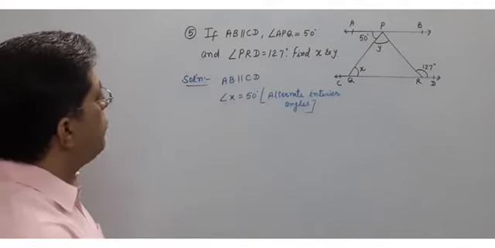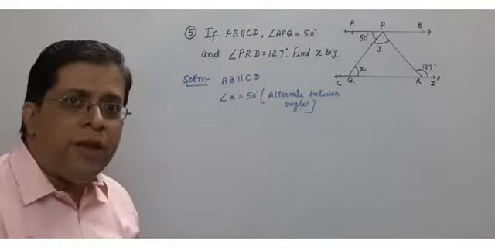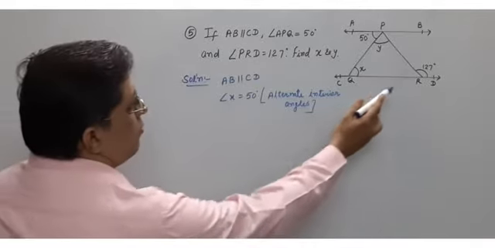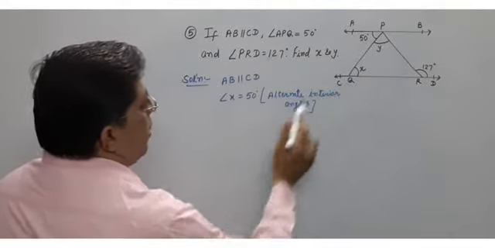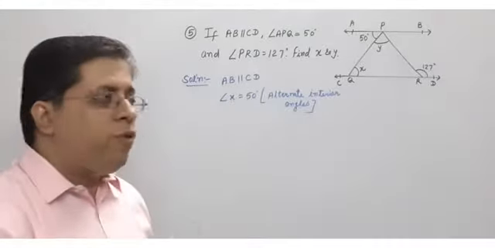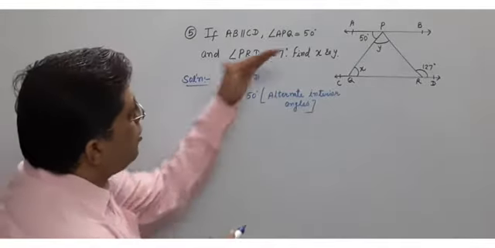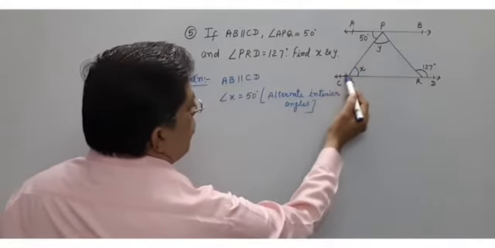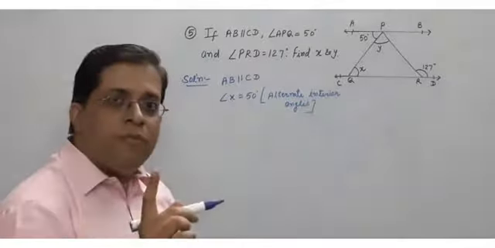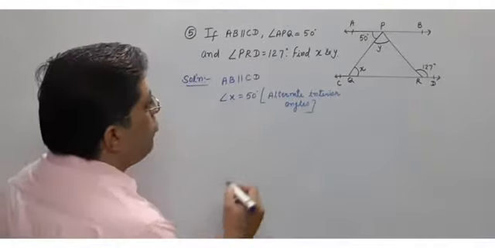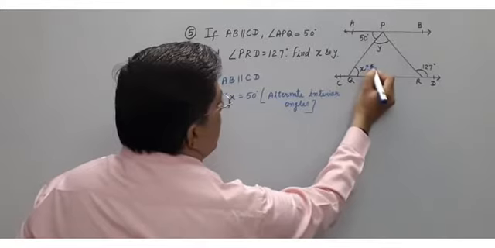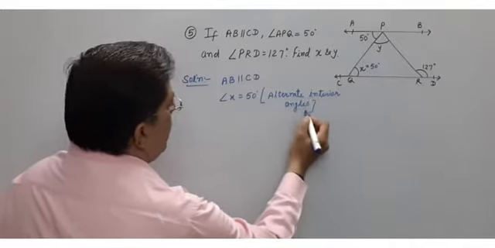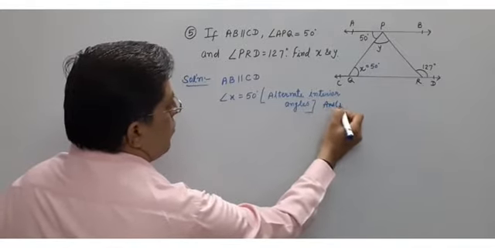If AB is parallel to CD and angle APQ is equal to 50 degree, it is given to you. And angle PRD is 127. You have to find x and y. First of all, because these two lines AB and CD both are parallel, this is your transversal line, then formation of Z is there. It means alternate interior angles formation is there. If this is 50, then this will be 50 degree due to alternate interior angle. This is your first answer.